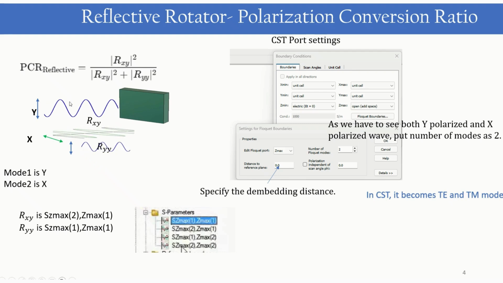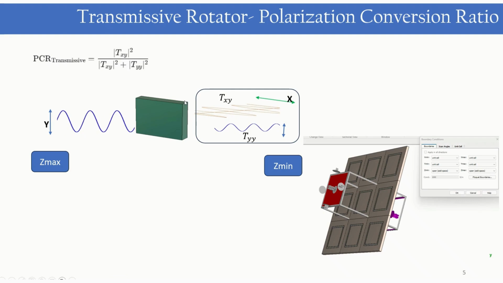If this rotator is the other way around, that is, if the X polarized wave is converted into the Y polarized wave, you can also do the same analysis by considering which will be the incident and which will be the reflected. So a similar case happens for a transmissive rotator also. In this case, we are going to consider a rotator where a Y polarized wave is incident on it and is converted into an X polarized wave.